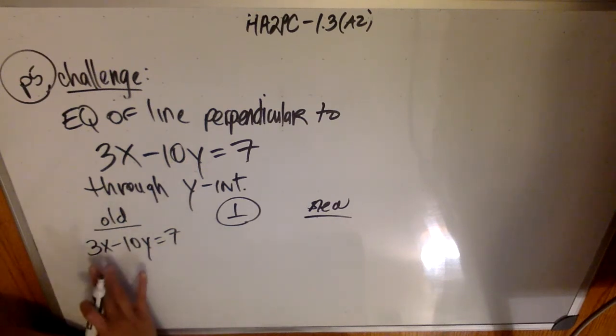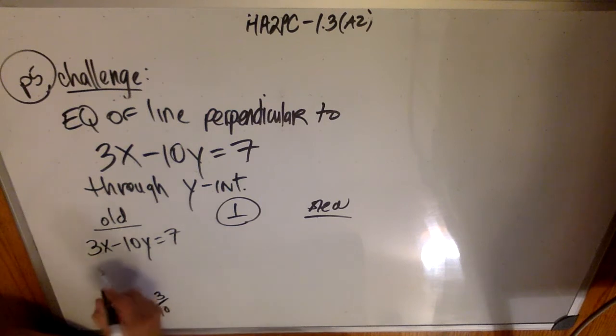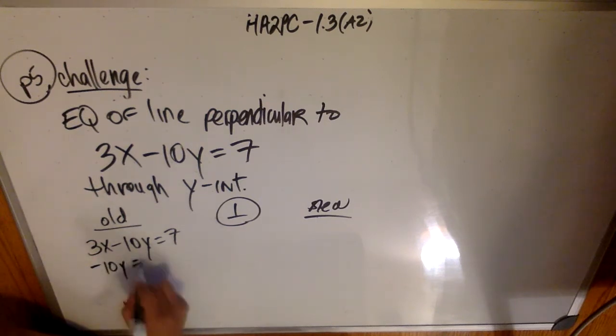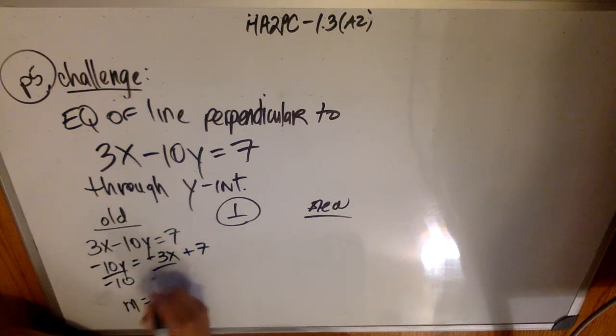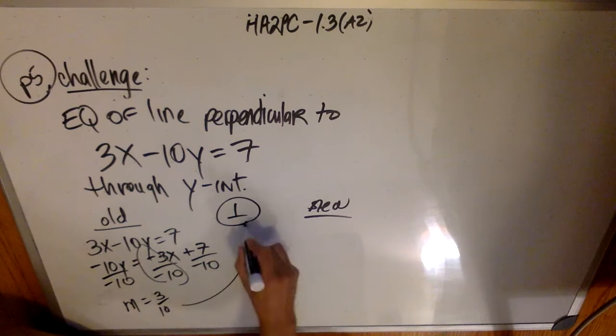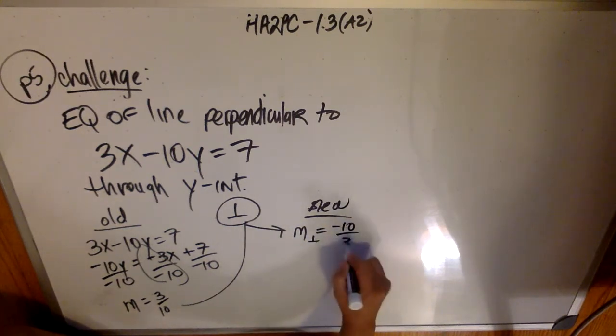So again, if in your head you can subtract the 3x and divide by the negative 10, that's great. If you can jump to this slope being 3/10, awesome. If you can't, that's okay, right? It's not a big deal. You just need to be able to get there, right? So I divide everybody by negative 10, and I'd get my 3/10, right? Since we're perpendicular, that makes my perpendicular slope negative 10/3, right?